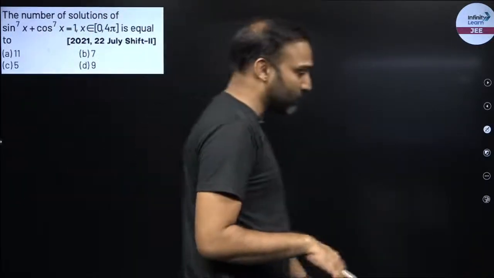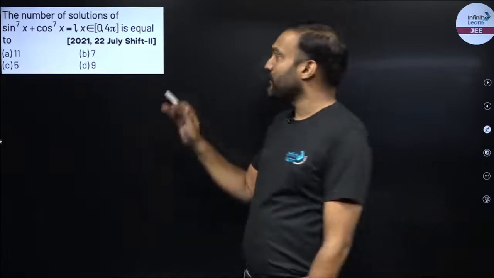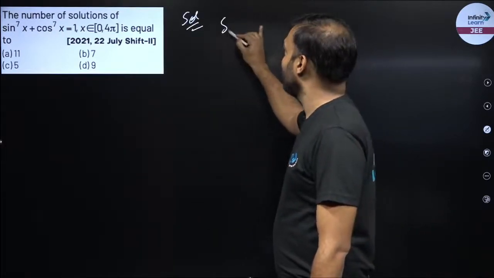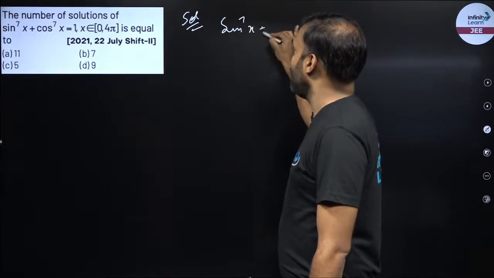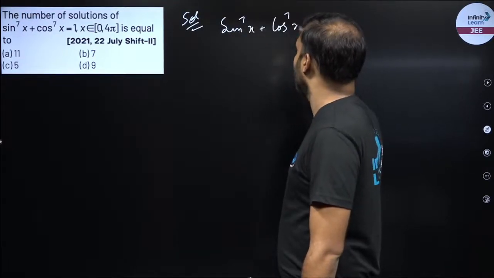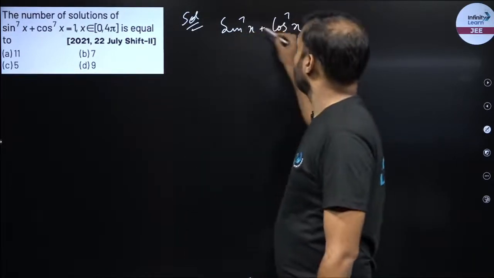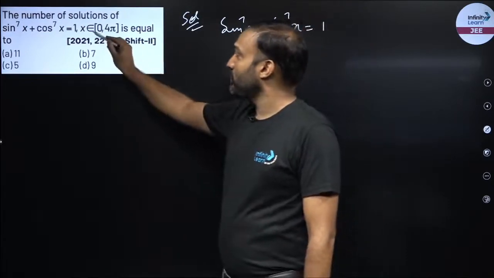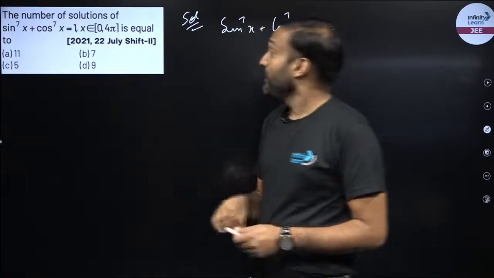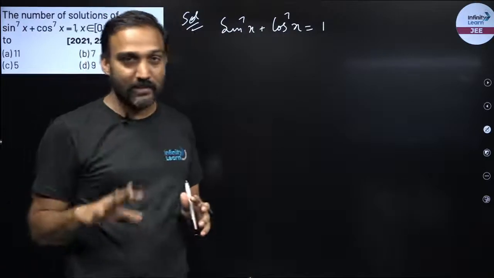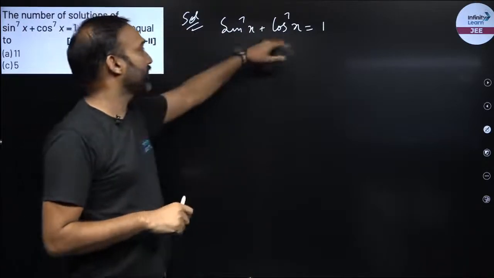Next question is the number of solutions of sin raised to power 7x plus cos raised to power 7x is equal to 1. I personally like such kind of problems, right? Because they are more on a logical side than on an algebraic side. X belongs to 0 to 4 pi, right? So your angle is going from 0 to 4 pi, which means 2 complete circles, right? I have to solve this equation.